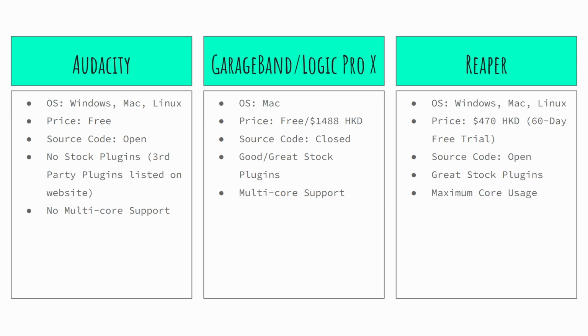Lastly, we have Reaper, which is another open source software that is compatible with any operating system. Priced around 500 Hong Kong dollars, it offers a 60-day free trial, making it great for beginners who are just starting out. It too offers a great selection of stock plugins and is famous for being extremely CPU efficient thanks to its maximum core usage. So if you're just starting out, I would take a look at Reaper first.